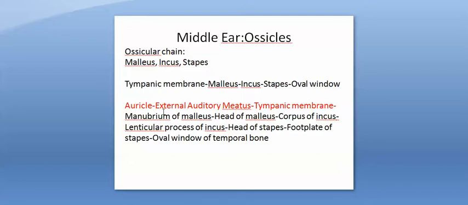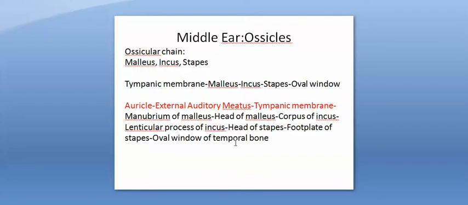So if we want to break it down even a little bit farther, here's the outer ear in red, and then the middle ear in black. So we have the auricle, it's also called the pinna. And remember, there's a few different things you need to know about the auricle. So different structures: external auditory meatus, which is just that opening to the tympanic membrane. And then we have the manubrium of the malleus, head of the malleus, corpus of the incus, lenticular process, head of stapes, footplate of stapes, and then oval window of the temporal bone.